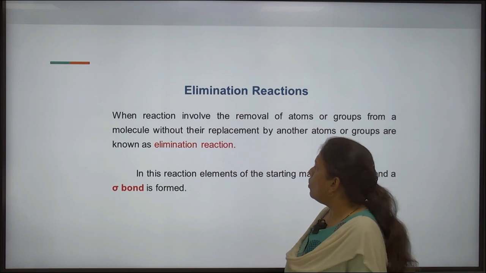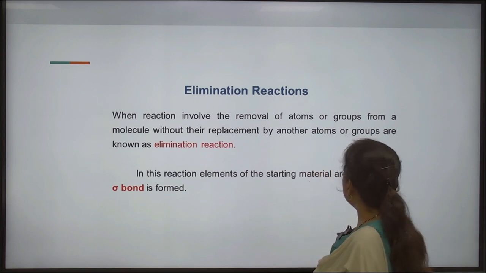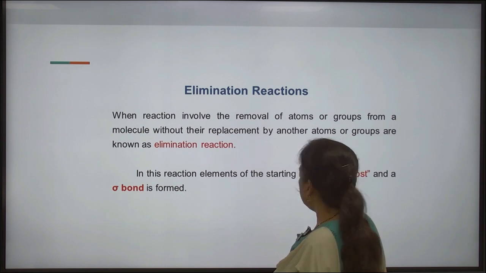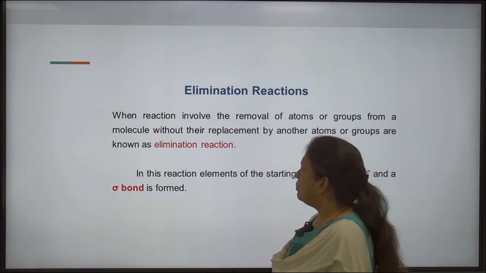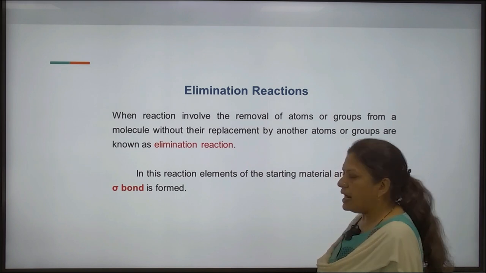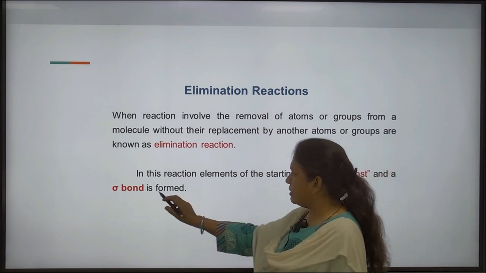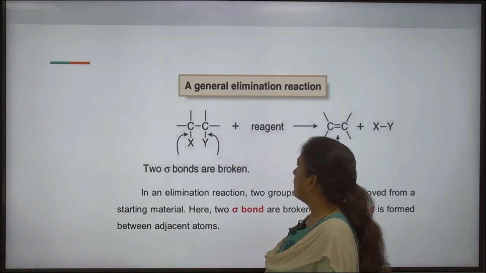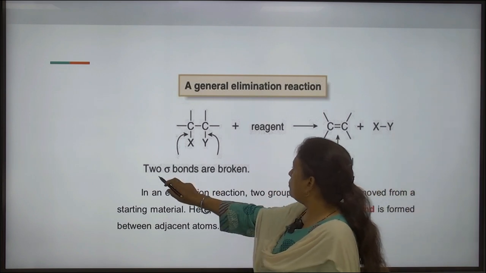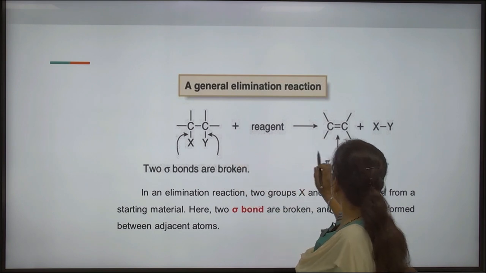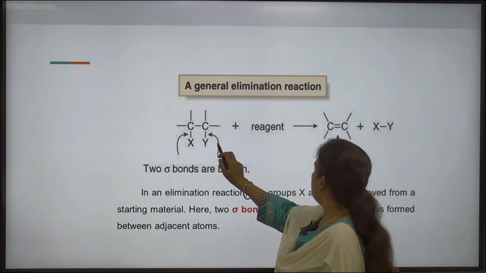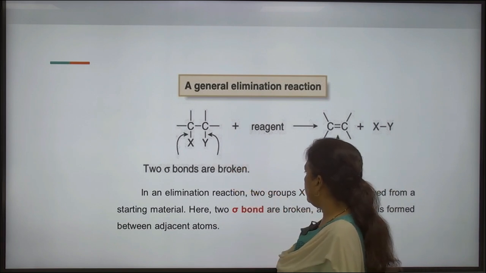Elimination reactions. When a reaction involves the removal of atoms or groups from a molecule without their replacement by other atoms or groups, it is known as an elimination reaction. In this reaction, elements of the starting material are lost and a pi bond is formed. A general elimination reaction is shown here. Here, two sigma bonds are broken and a pi bond is formed. In an elimination reaction, two groups X and Y are removed from a starting material.